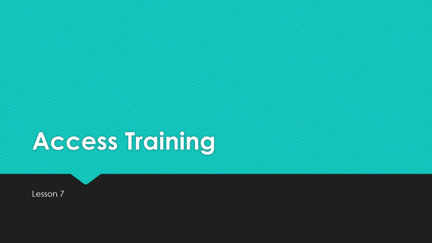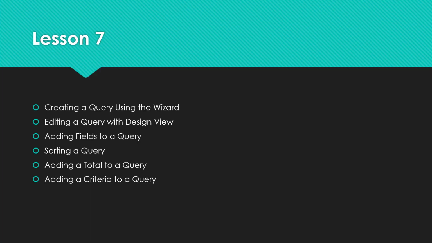Okay, we're getting ready to start Access Training lesson number 7. In this lesson, we are going to cover creating a query using the wizard. Then we're going to edit a query with the design view. We're going to add fields to a query, sort a query, and add a total to a query. And then we're going to add a criteria to the query.